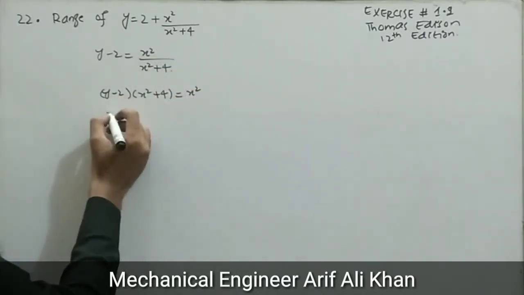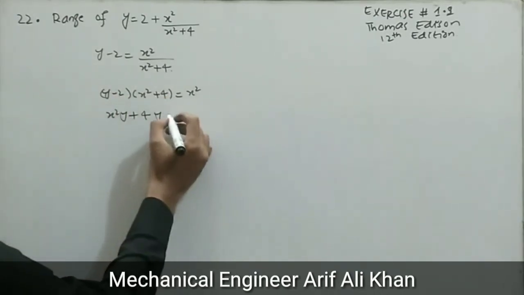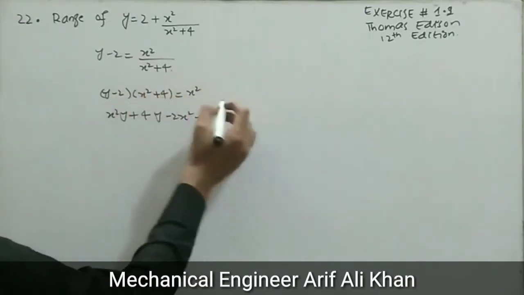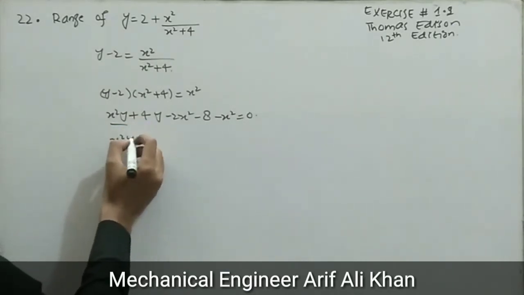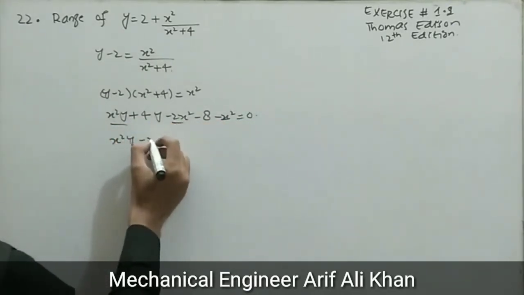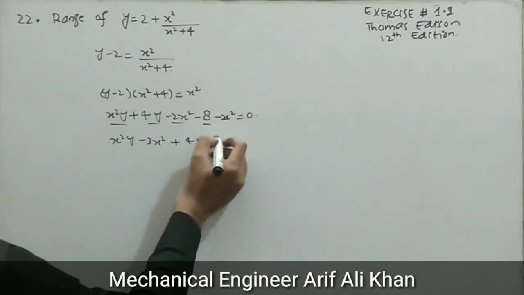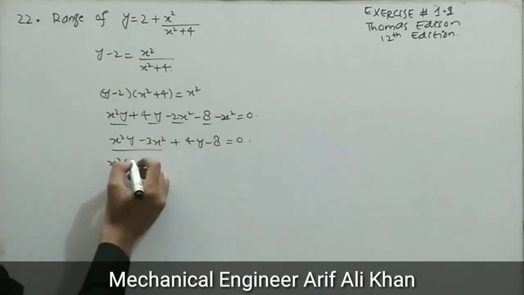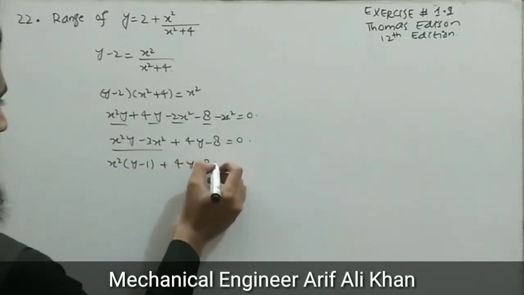So y into x square gives us x square y, y into 4 gives us 4y, minus 2 into x square gives us minus 2x square, minus 2 into 4 gives us minus 8. Shift x square to this side, it becomes negative x square, equal to 0. So x square y will come down as it is, minus 2x square minus x square gives us minus 3x square, and 4y minus 8 will come down as it is, equal to 0. From here, take x square common, we are left with y minus 3, and plus 4y minus 8 will come down as it is.